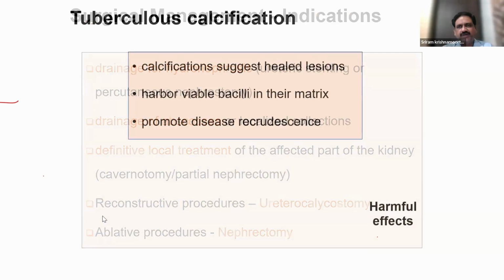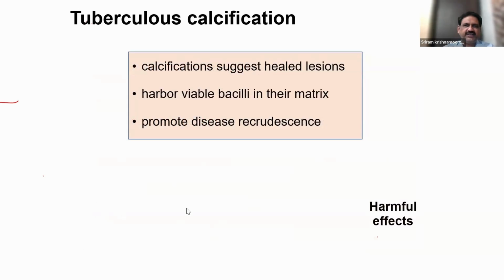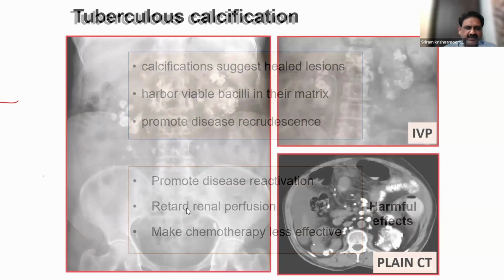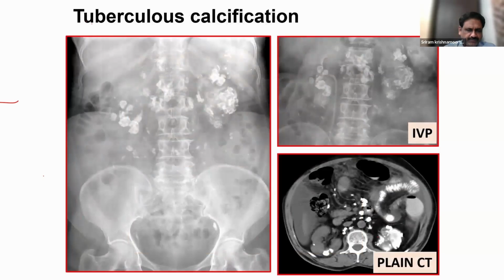Because a calcified area will be devoid of vascularity, whatever antituberculous treatment that you give will not reach the calcified area where the dormant bacilli are located or hidden.